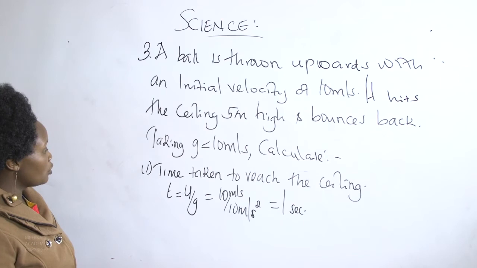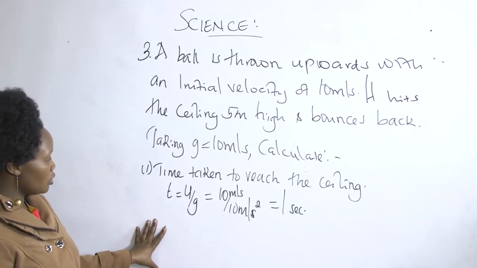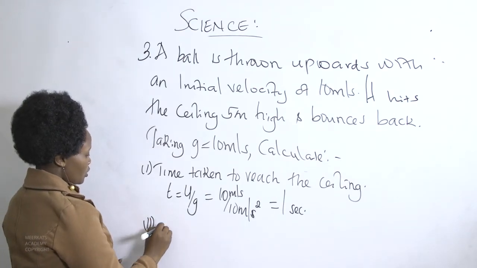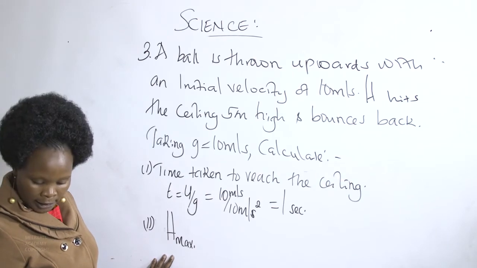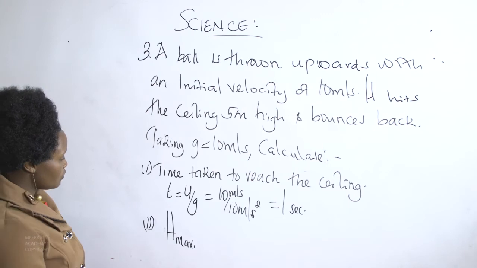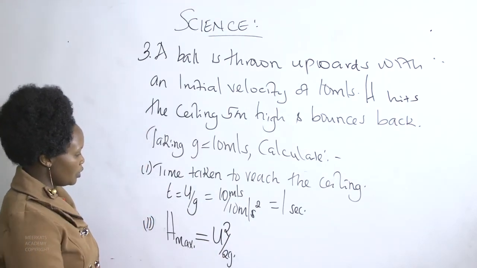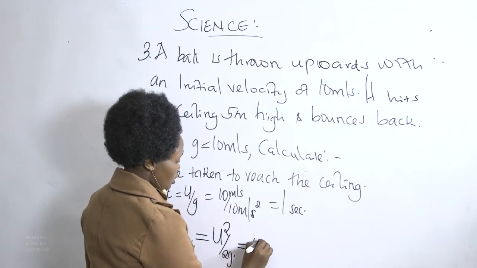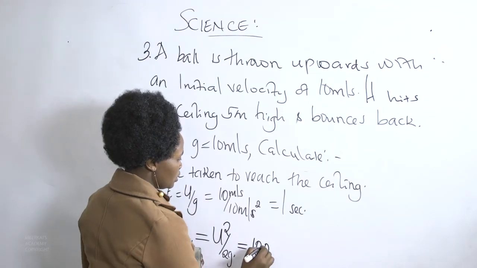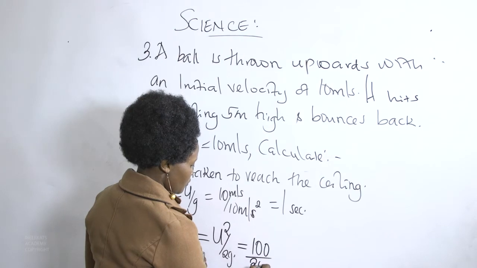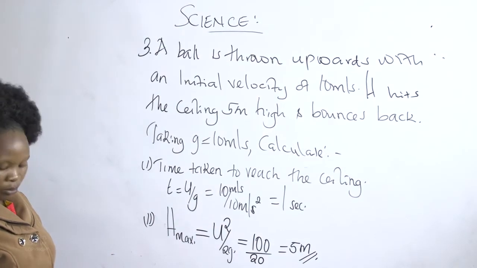Now, part 2 requires us to determine whether the ceiling would actually be the maximum height that the ball would have achieved. So let us assume that we had no ceiling and determine the maximum height that the ball would have risen to. And this one is given by u squared over 2g, which is 10 squared, and we divide by 20, which gives us 5 meters. That would be the highest point that the ball would have risen to.